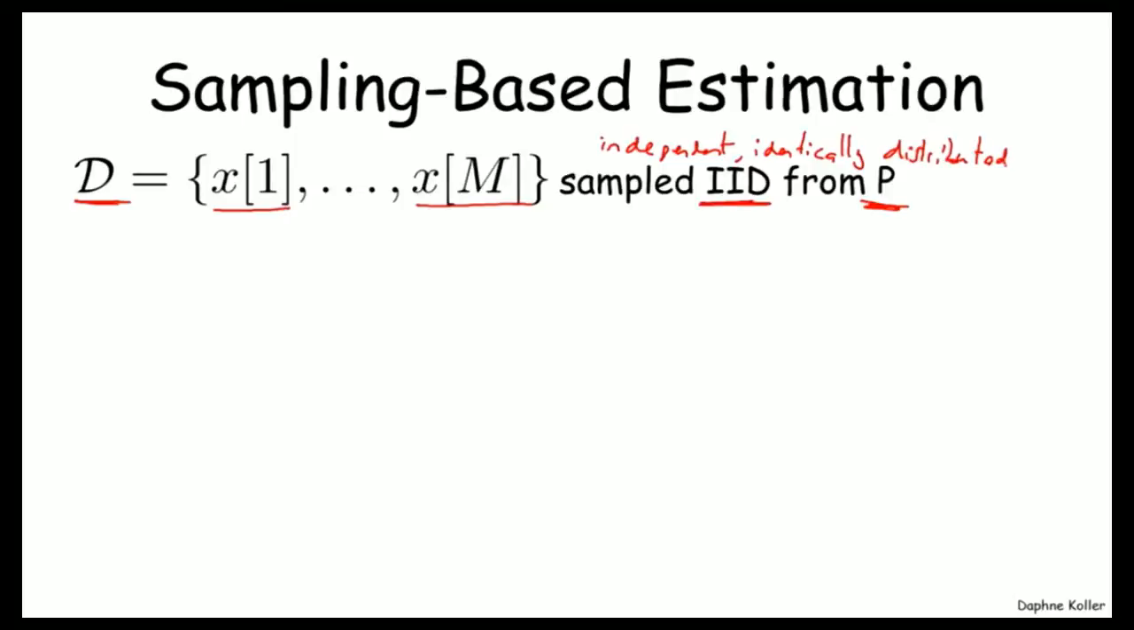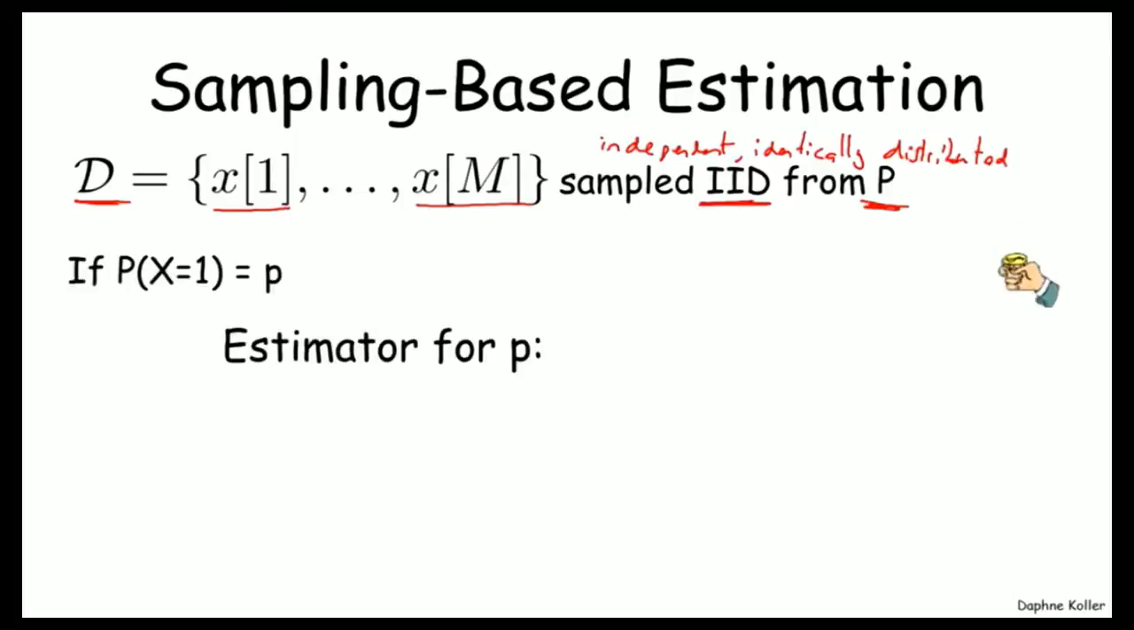And so for the moment, let's focus on the really simple case where these are binary valued random variables. So the distribution P that we're sampling from is one where the probability that x equals 1 is P. And so think of this like tossing a coin. Now, what is a reasonable estimator for this parameter P that we're trying to estimate? The probability that x falls heads.